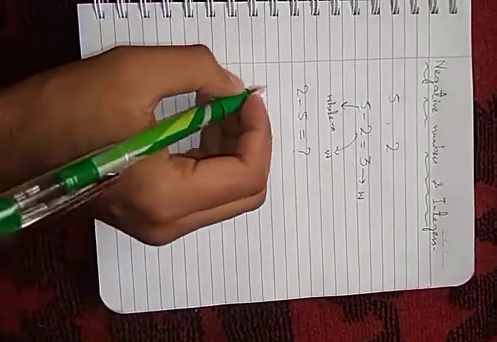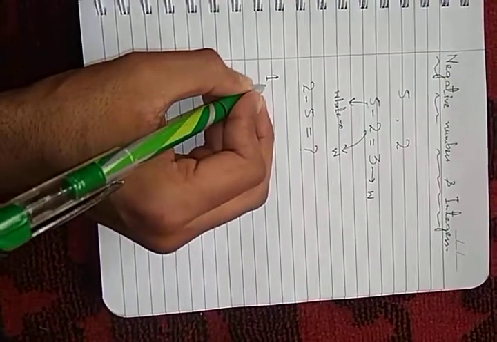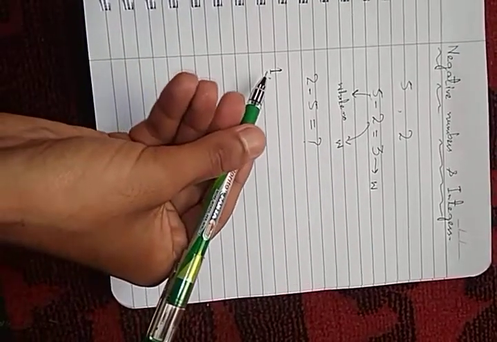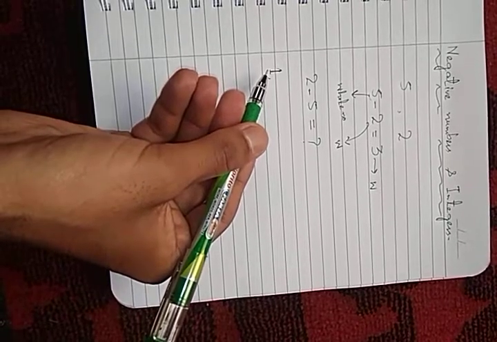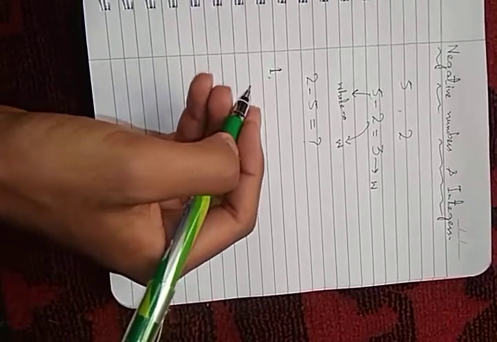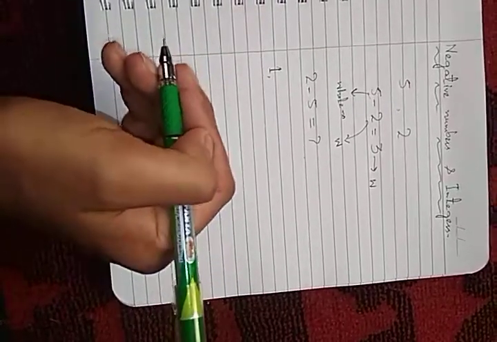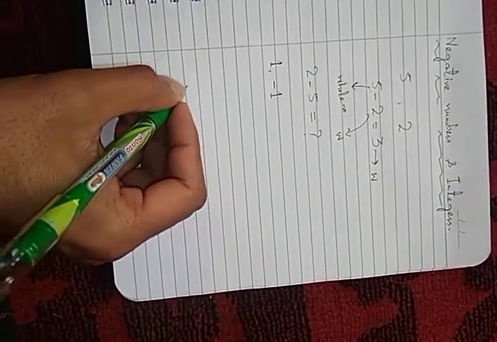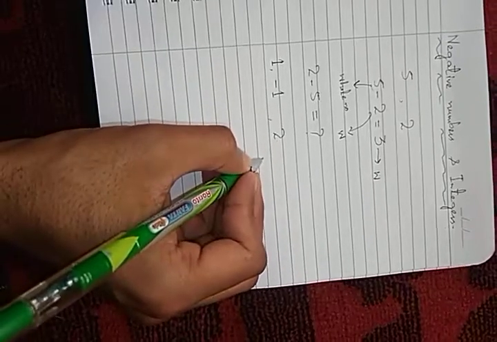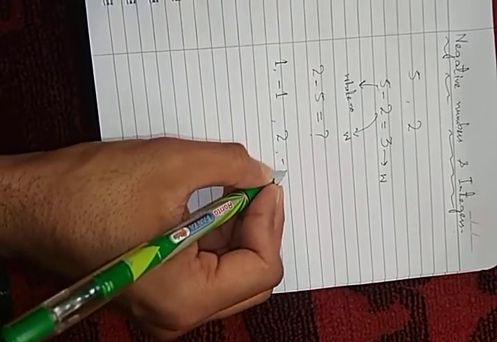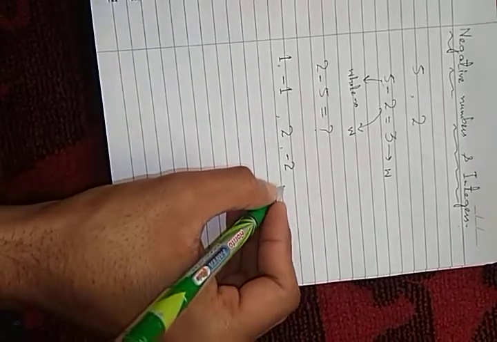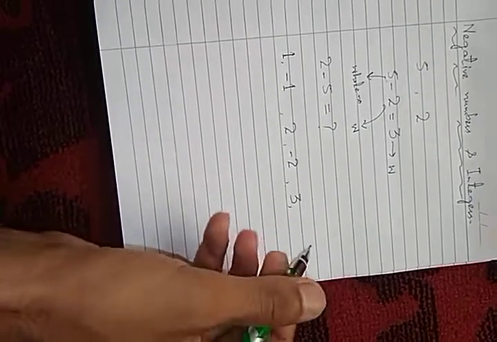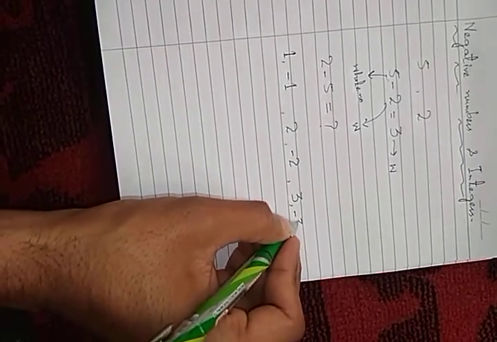We know that we have got 1, which is a natural number, the first natural number. Corresponding to this 1, we will introduce a new number, that is negative 1. Simply we have 2, we will introduce negative 2. We have 3, we will introduce the opposite of it, negative 3.